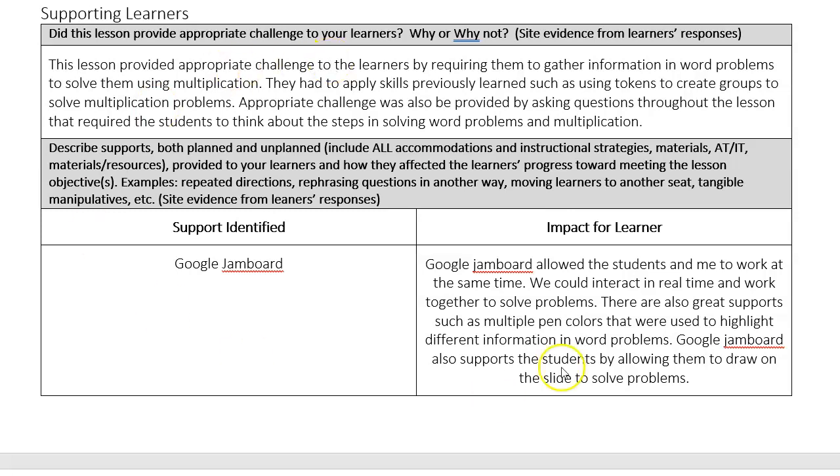Speaking of supports, the next section here is where you're going to describe the supports, both that you planned in your lesson and unplanned, so maybe something that you just thought of during the lesson. This could include accommodations, instructional strategies, materials, the assistive technology or instructional technology, and the resources that you did, and how this was provided to your learners and affected their progress towards meeting the objective. Some other examples here could be repeated directions, rephrasing the questions in another way, moving them to another seat, using manipulatives, and so on. So here you'll identify the support and explain the impact.